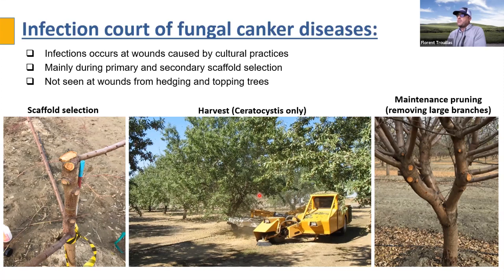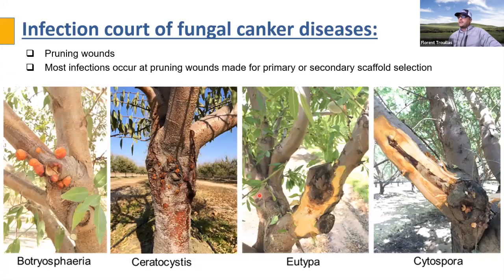And these also can be a site for infection. We really never see the issue from topping or edging almonds. So these young shoots that are topped or edged are not any major issue for canker pathogens. These are illustrations of several of these diseases: Botrytis, Ceratocystis, Eutypa, and Cytospora.